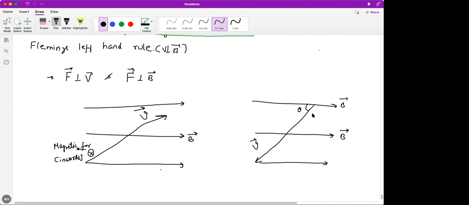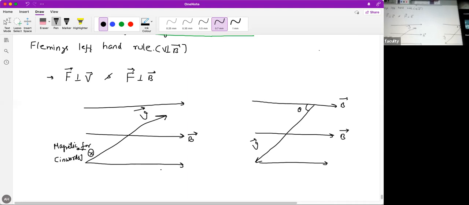Answers. Okay, Abdullah, correct. Shahzada, Noor, Mariam. Yes, Shahzada, it's correct. Noor and Mariam, no. Mariam, use right hand thumb rule. See, it should be outwards. See, Mariam, this is the right hand.